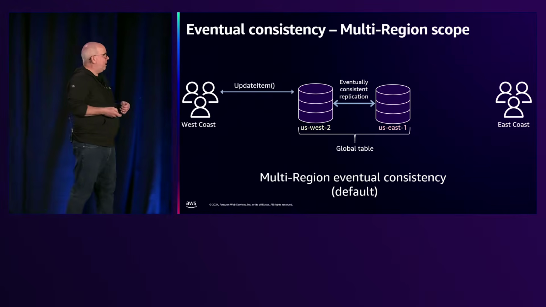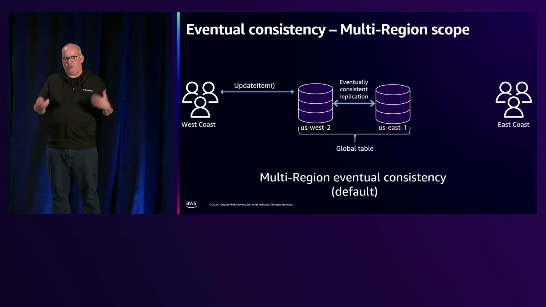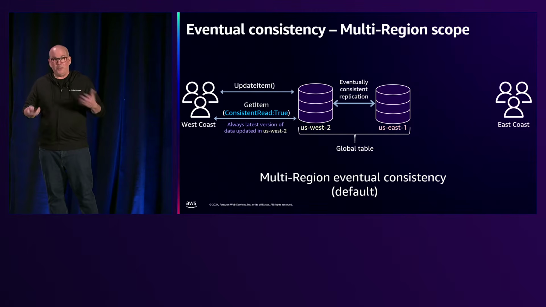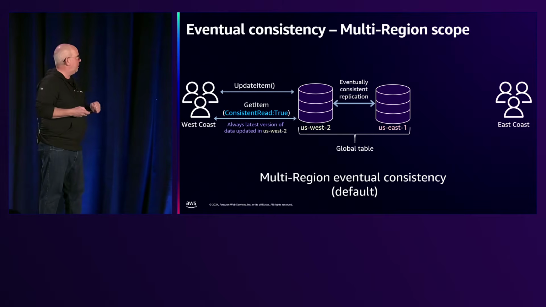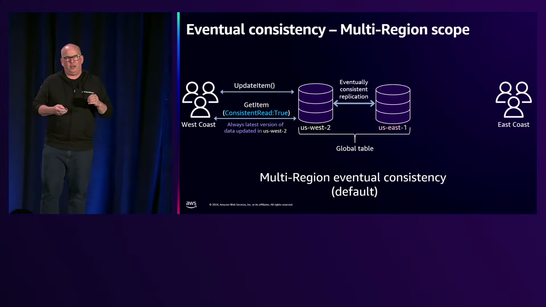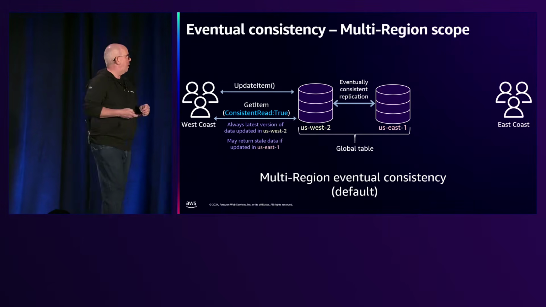And so now, if I have some users on the West Coast who perform an update item call to the US West 2 replica, and then they perform a get item call in a strongly consistent manner, setting that consistent read parameter to true, they know that they're always going to get the latest version of data as long as that data was updated in that US West 2 replica.